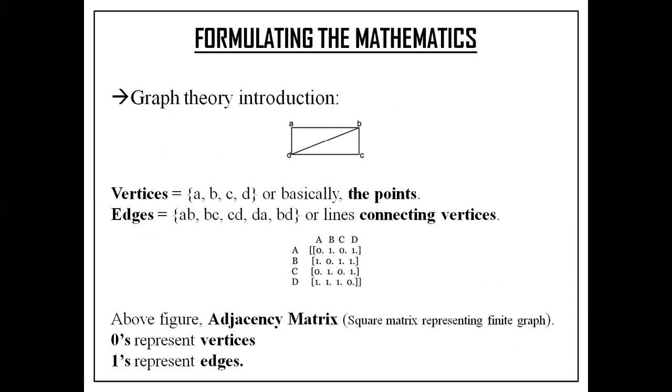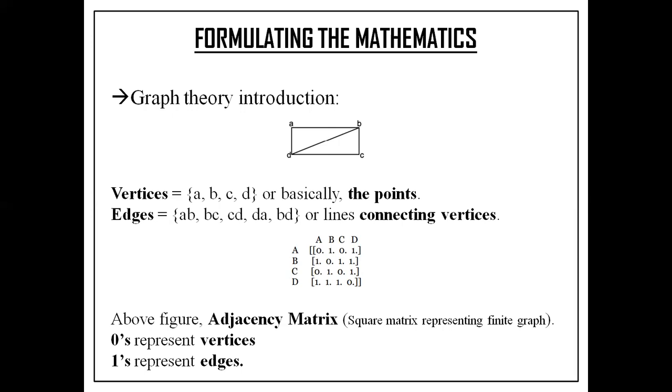First things first, what is graph theory? As you can see on the screen, we have a rectangle ABCD in which the points A, B, C, and D are called vertices, and the lines connecting these vertices are called edges. Using this information, we will create an adjacency matrix consisting of zeros and ones as its elements.